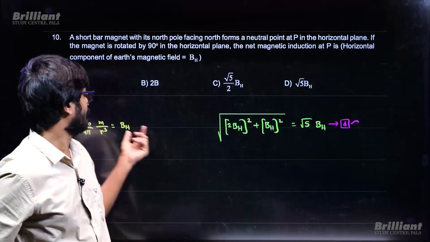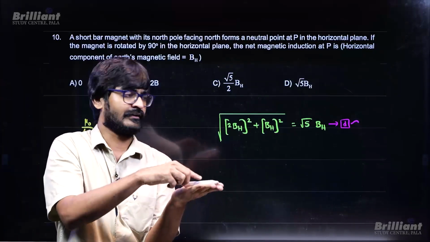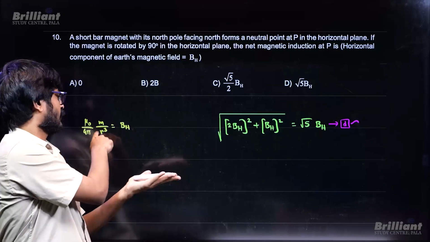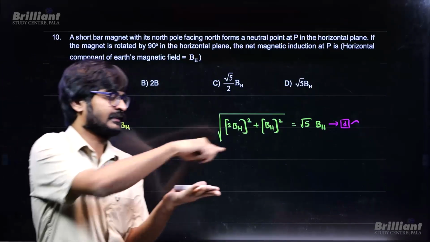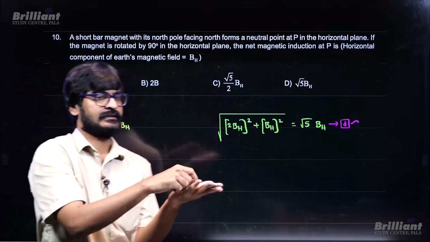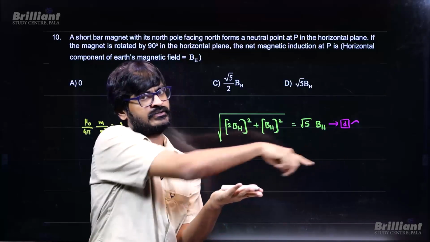Now the horizontal component of earth's magnetic field is BH. So the magnetic field on the perpendicular bisector is Kp by r cube, that is, mu naught by 4 pi into m by r cube. They said it is getting cancelled, so that equals BH. This is the initial condition. So the field here is in this direction, which is cancelling the horizontal component.